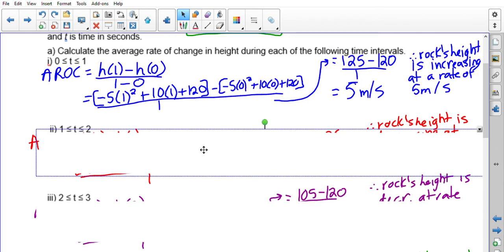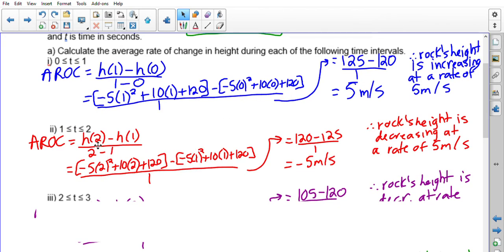From 1 to 2 seconds. So h at 2 minus h at 1 all over 2 minus 1. That leaves us with negative 5 meters per second. So over this time period, the rock's height is decreasing at a rate of 5 meters per second.